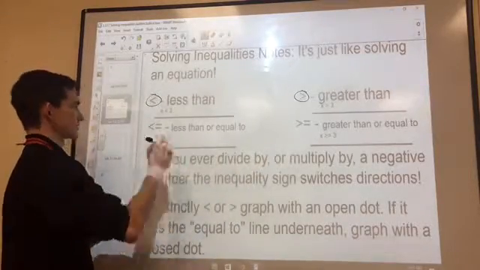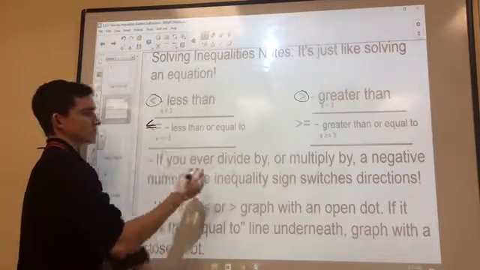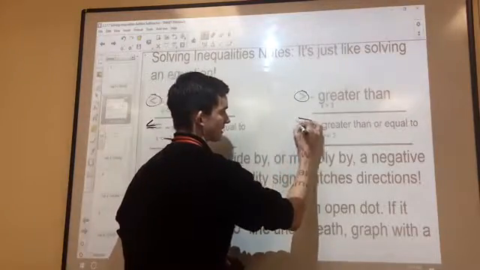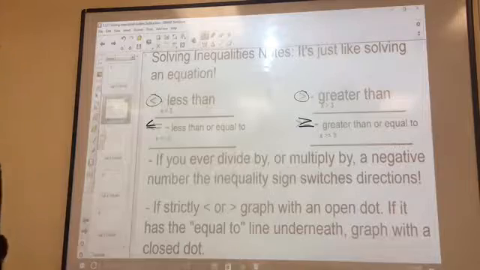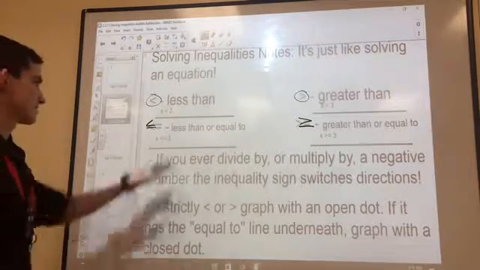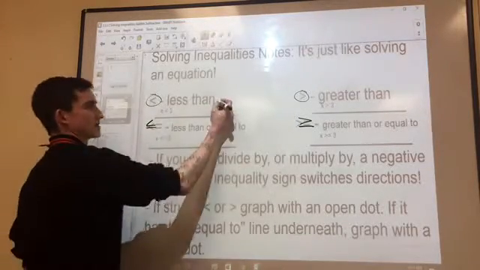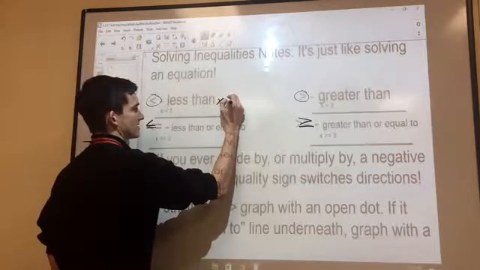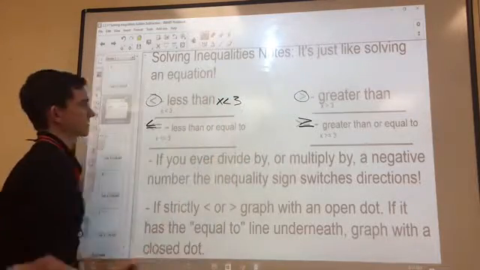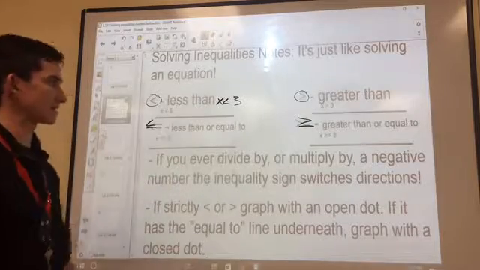I'll just write it right over the top of this. Less than or equal to. And this one is specifically greater than or equal to. All right. And so an example of a strictly less than equation would be like x is less than 3. Okay. And that's what this little part says right here. X is less than 3.